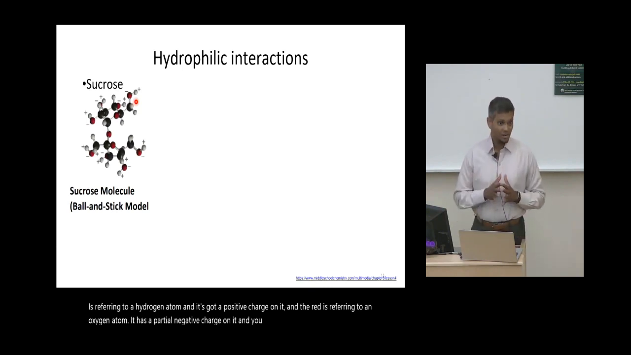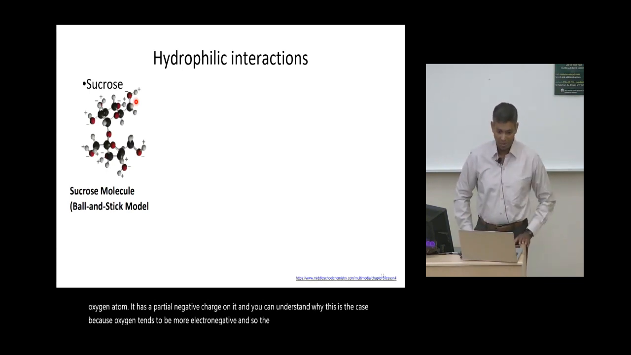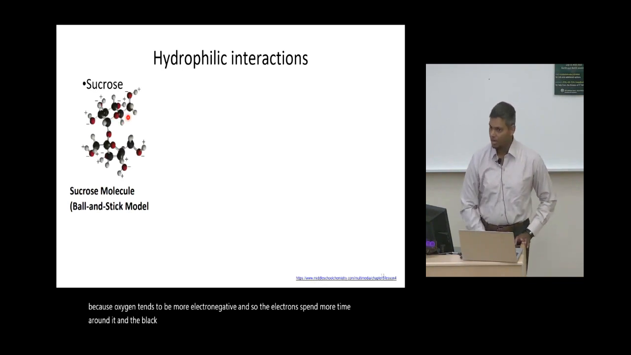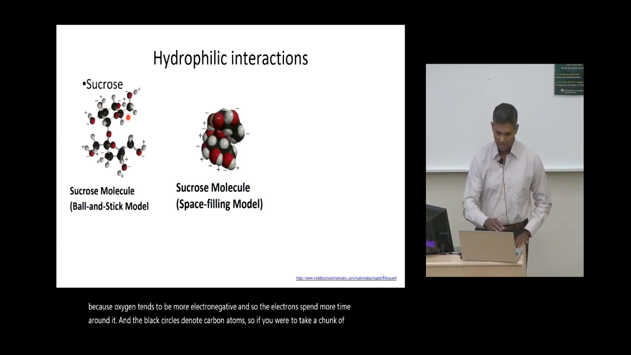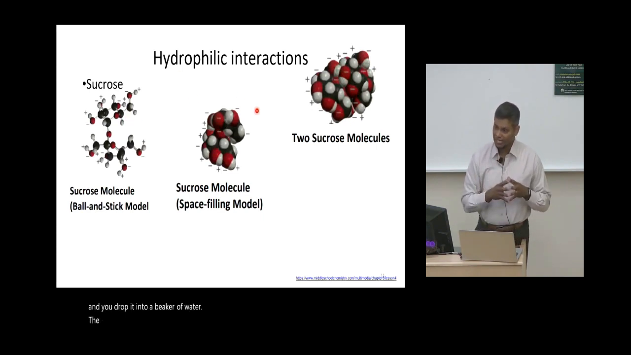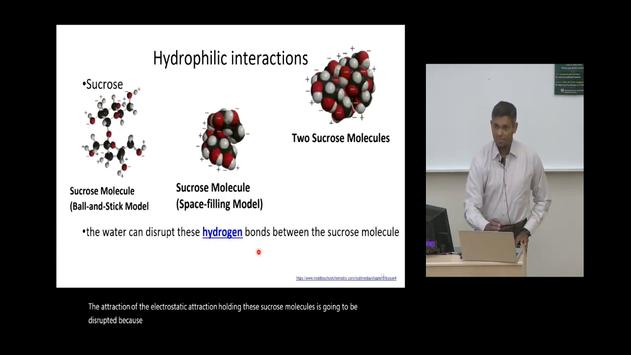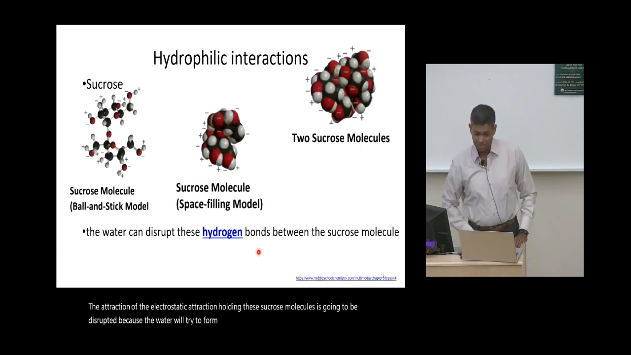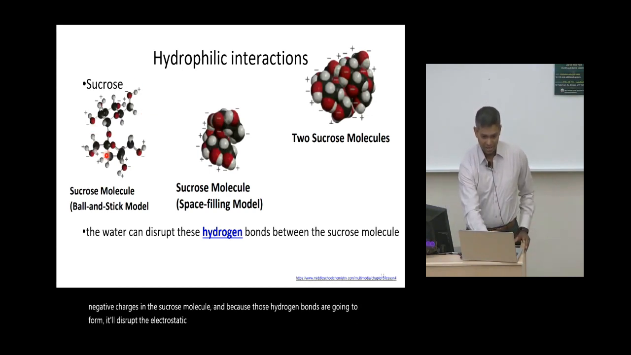And you can understand why this is the case, because oxygen tends to be more electronegative, and so the electrons spend more time around it. And the black circles denote carbon atoms. So if you were to take a chunk of sucrose and drop it into a beaker of water, the electrostatic attraction holding these sucrose molecules together is going to be disrupted because the water will try to form hydrogen bonds with the partial positive and the negative charges in the sucrose molecule. And because those hydrogen bonds are going to form, it will disrupt the electrostatic attraction.